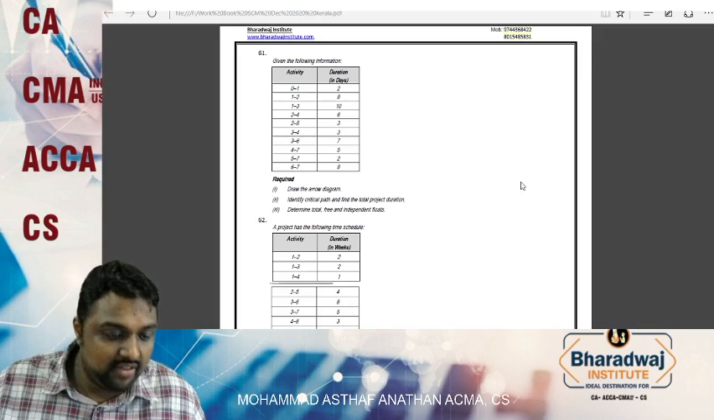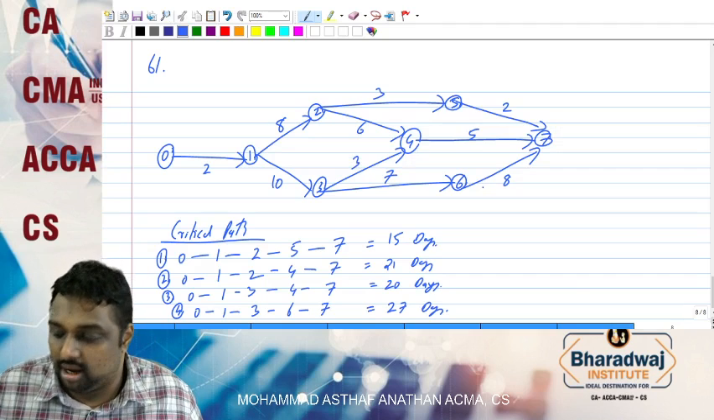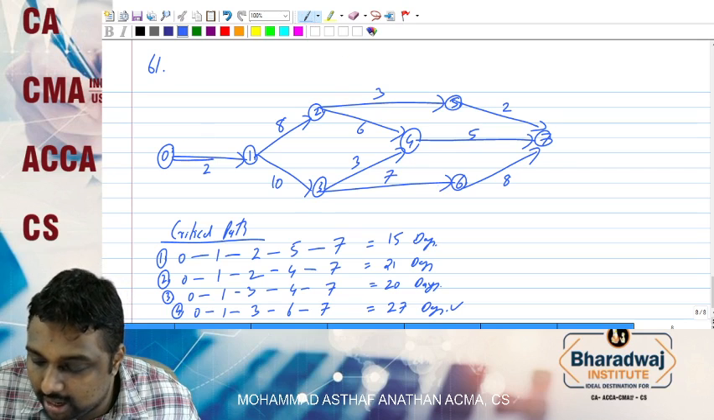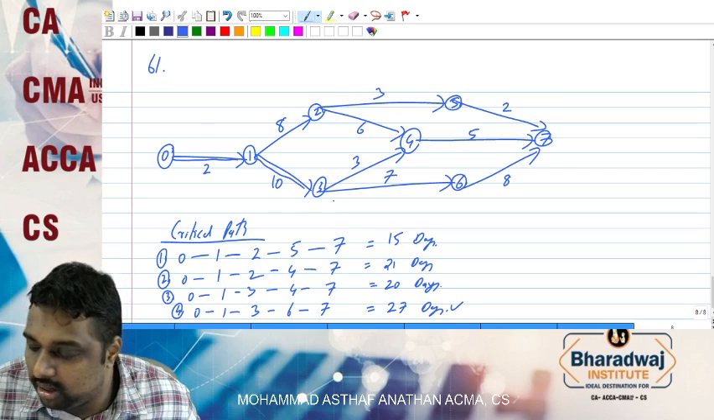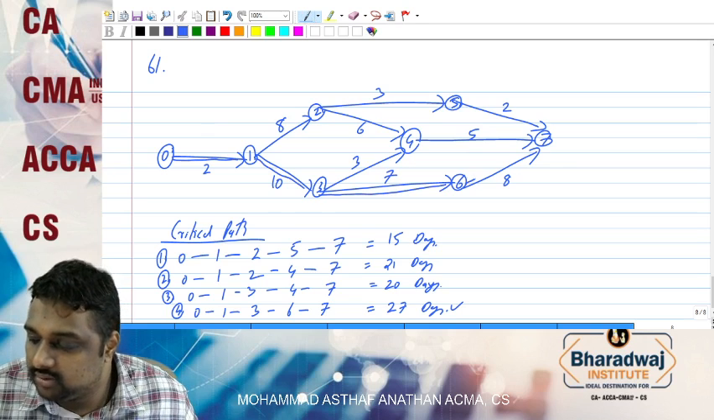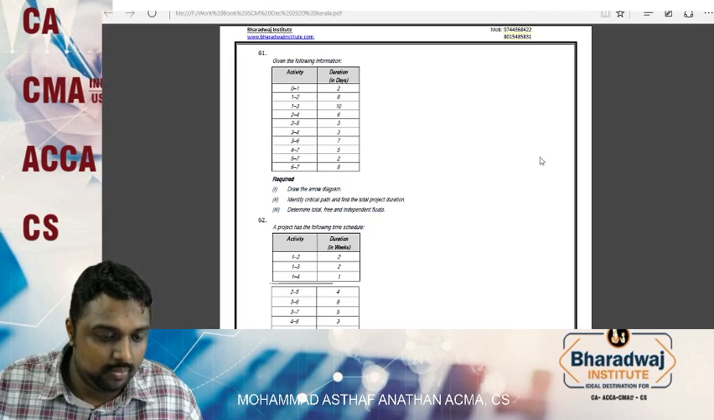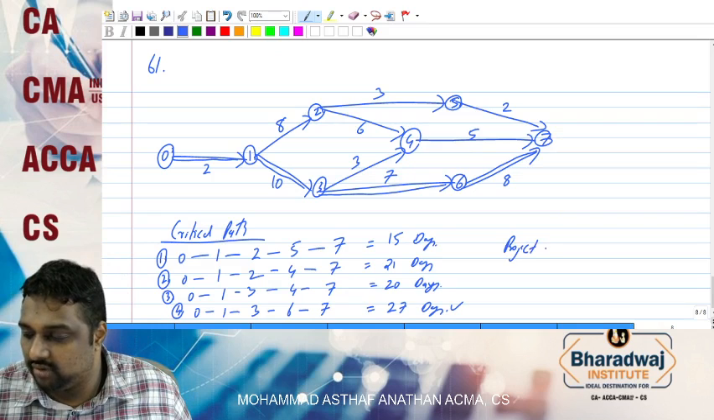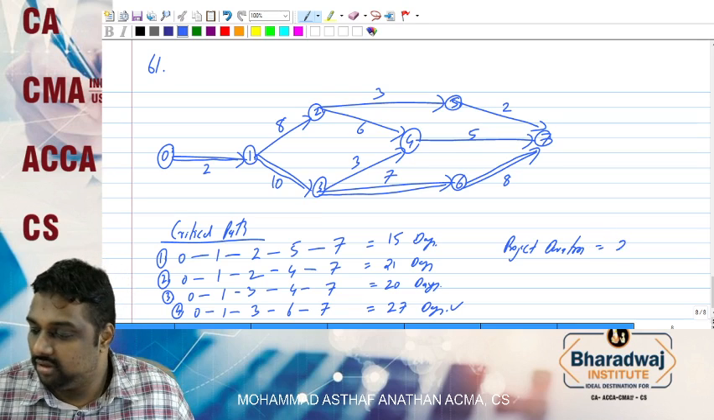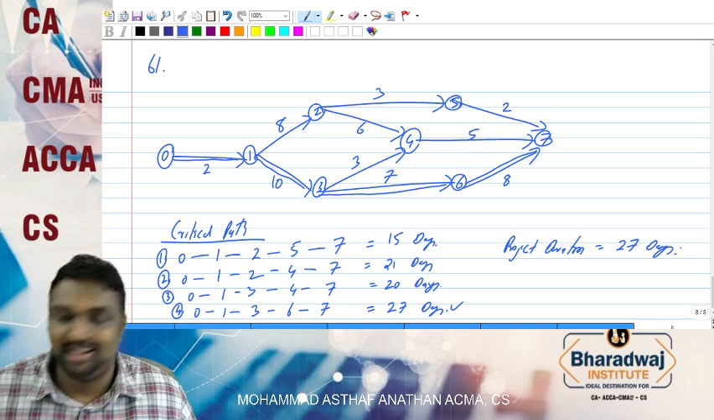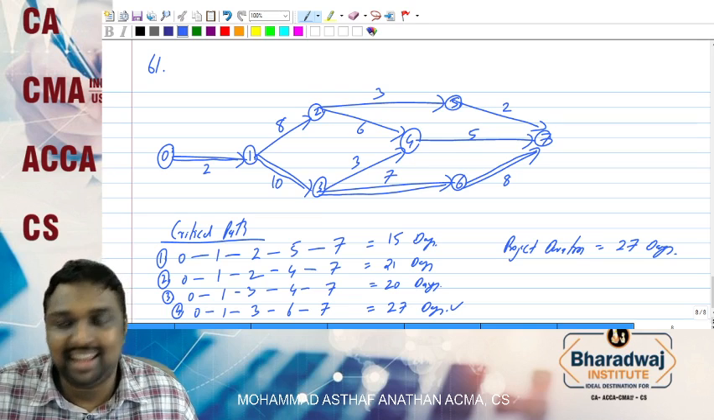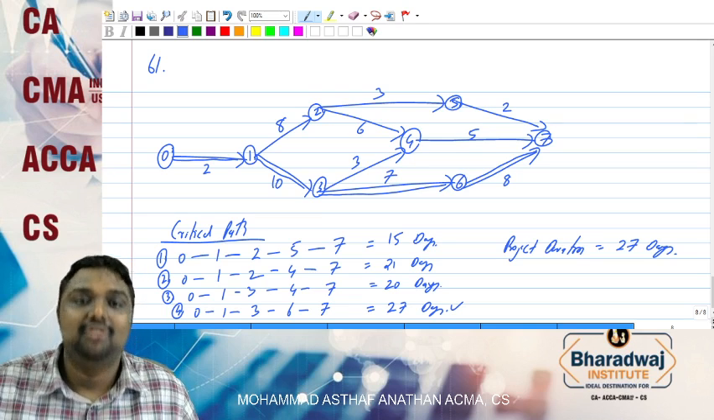27 days. So they were asking, identify the critical path. The highest one will be the critical path. That we have to double underline. This is how it will be identified. This we have to double underline. Then what is the total project duration? Project duration will be the timing of the critical path, which is 27 days.